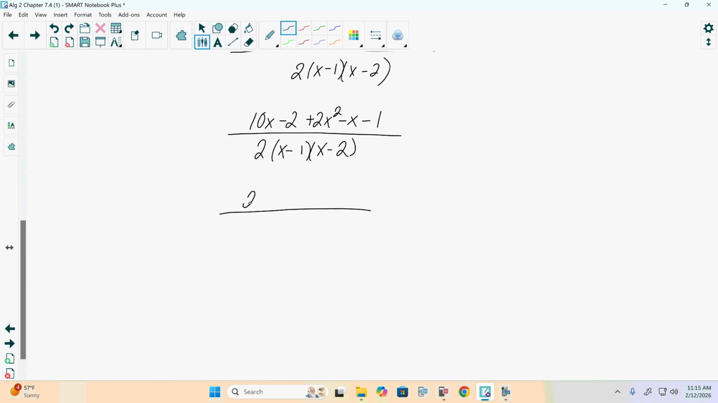Combine like terms. 2x squared, there's no other x squared term, so it's by itself. We put it in the front. 10x minus x is 9x. Negative 2 minus 1 is negative 3.